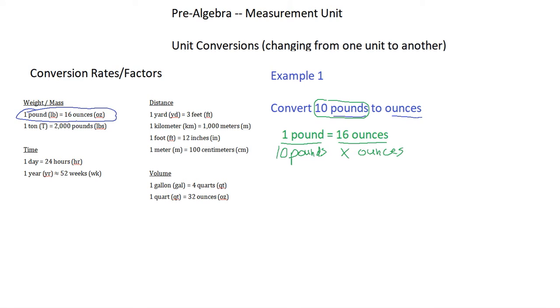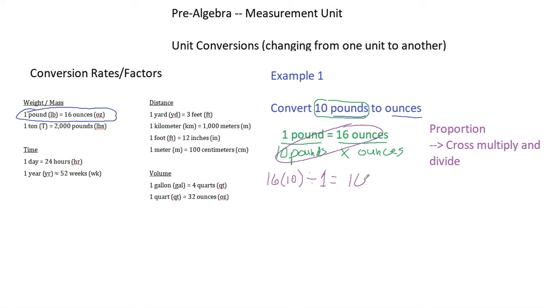And look at what we've created. We've created a good old-fashioned proportion. Okay, we've seen these before with the percents unit. We have a proportion, and we can solve that by cross multiplying and dividing. So to solve this, I will cross multiply the numbers that are diagonal. I will do 16 times 10, or 10 times 16, and then I will divide by the 1. And when I do that, I come up with 160, and if you're wondering, that's 160 what? That would be ounces. That is 160 ounces.